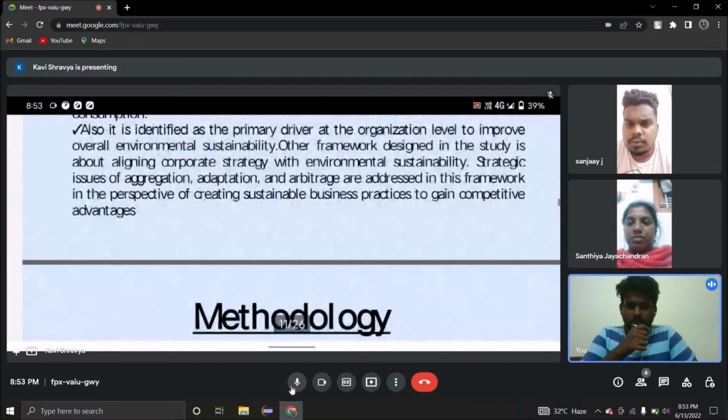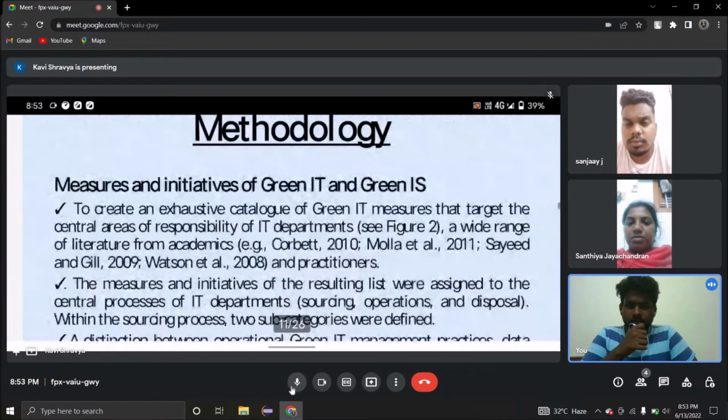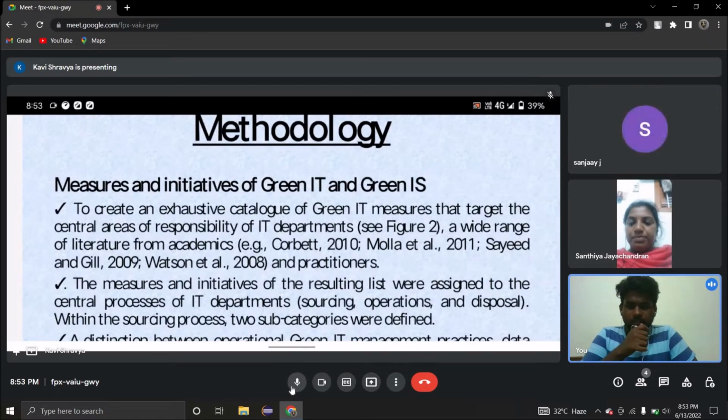And the next one is the methodology. It measures an initiative of Green IT and IS to create an executing catalog of Green IT measures that target a central area of responsibility and reduction, between the occupational Green IT management, and it belongs to one very ancient process of an IT department. And next slide.